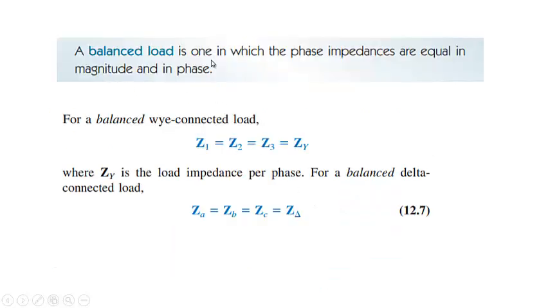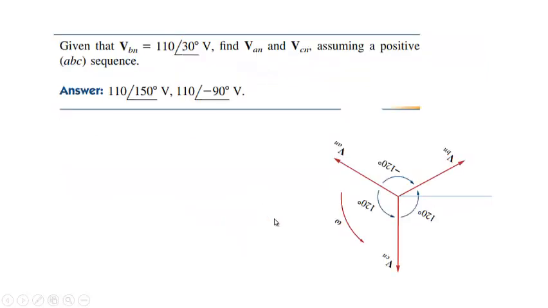So a balanced load is one in which the phase impedances are equal in magnitude as well as in phase. That is Z1 is equal to Z2 is equal to Z3 is equal to ZY in case of Y, while ZY is the load impedance per phase. For a balanced delta connected load, ZA is equal to ZB is equal to ZC is equal to Z delta.